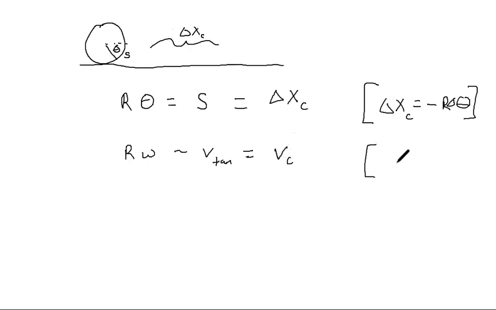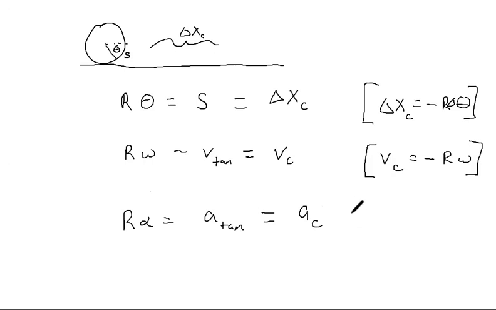And again, if we're being really careful, we should say that the velocity of the center equals minus r omega, because when I have a clockwise rotation, that's a negative omega, but that corresponds to a positive velocity. I can take one more derivative and I find r times alpha is equal to a tangent. And that should then be associated, no surprise, with the acceleration of the center of the wheel along the ground. Again, I have the same minus sign issue.